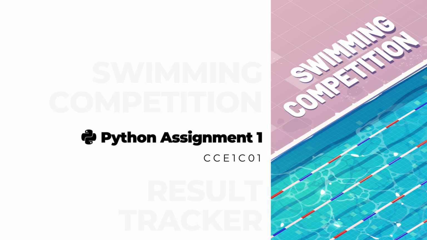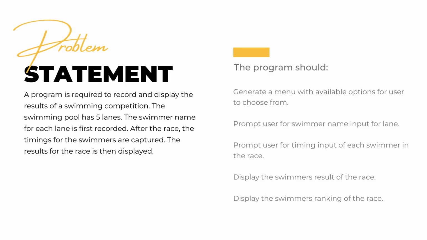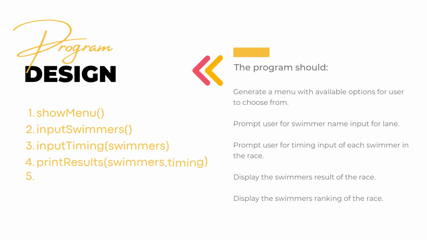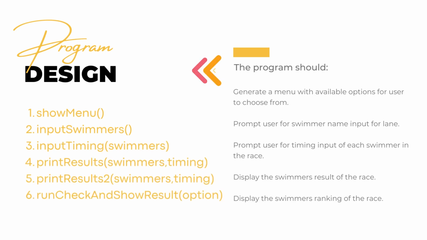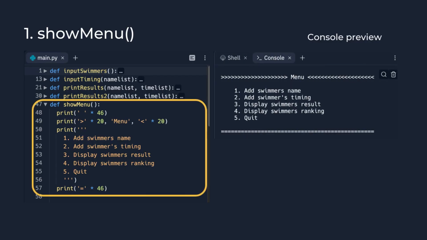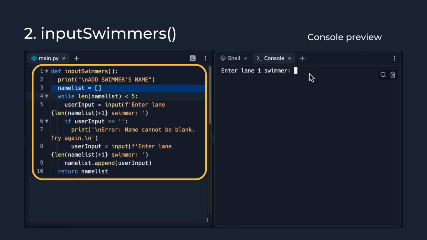This is a program to record swimming competition and record the result. We will split each task into a separate function so that it can carry out a specific job. Show menu function will print out all available functions for the user to enter from 1 to 5. We will define input swimmers function.